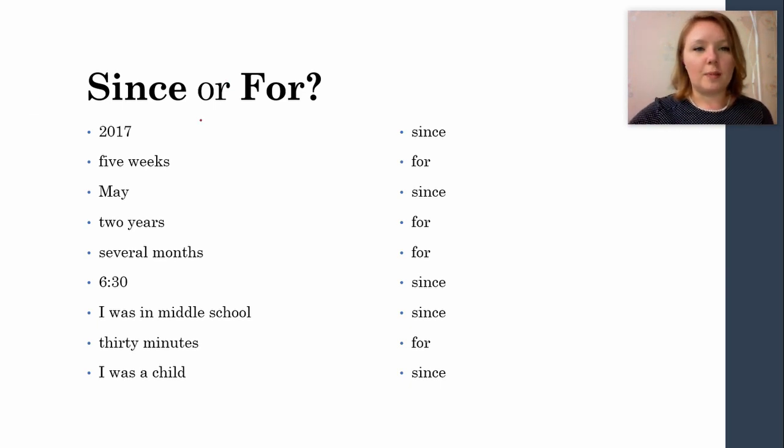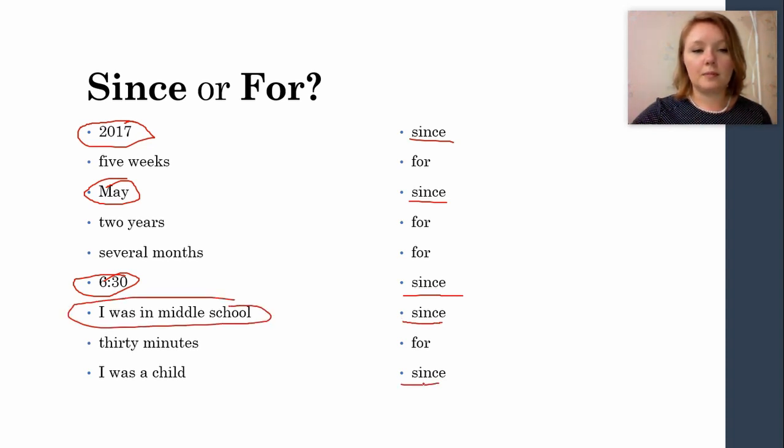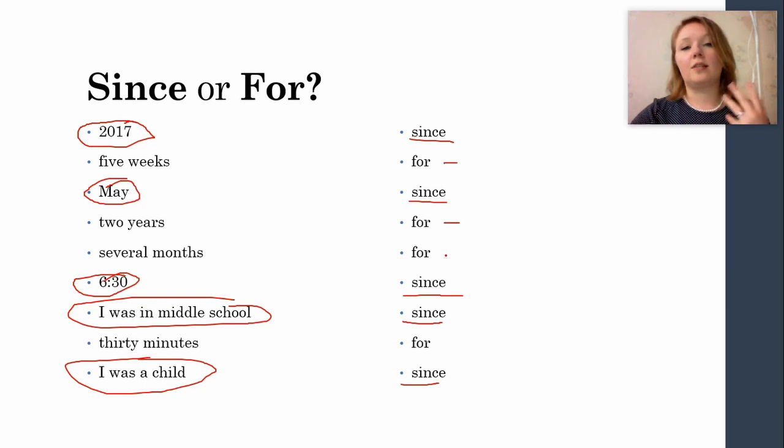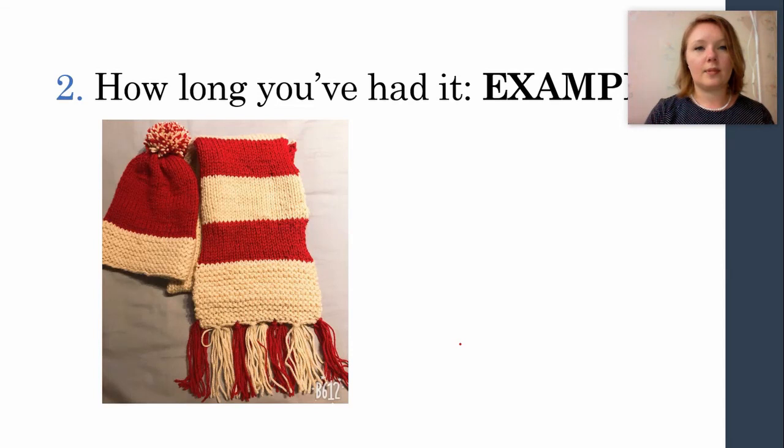Okay, so remember, we use since with points in time. Since 2017, since May, since 6:30, since I was in middle school, since I was a child. And we use for to talk about length of time. For 5 weeks, for 2 years, for several months, for 30 minutes, right? That length of time.